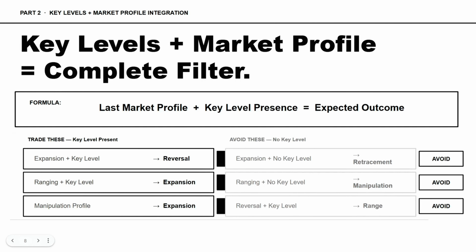Key levels plus market profile integration. Here's where everything clicks. Key levels by themselves are useless. You need them integrated with market profile. The formula for this is last market profile plus key level presence, and you get the expected outcome.